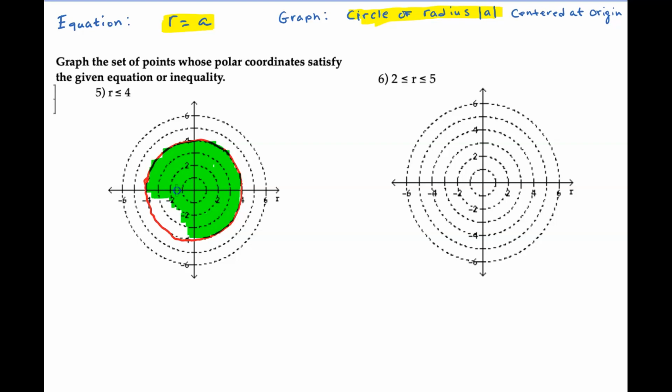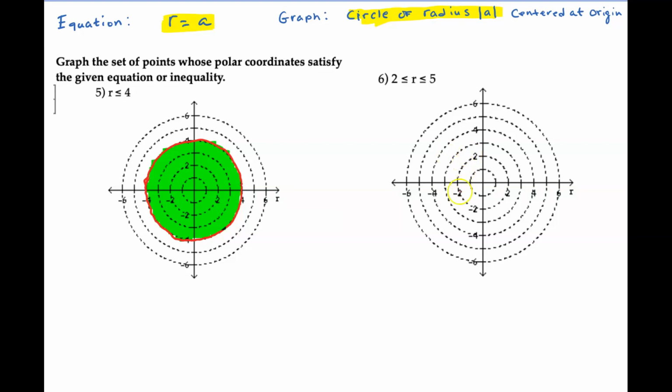All right, let's try to finish shading. It takes me longer to shade than it does to discuss this. All right, tried my best. Now let's take a look at the second example. This one says r is in between 2 and 5.